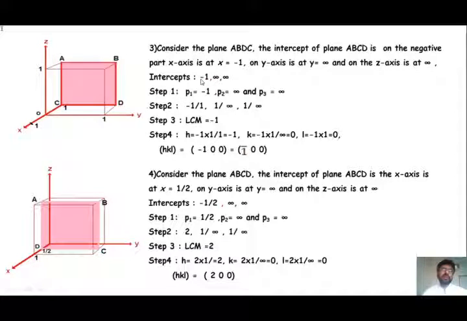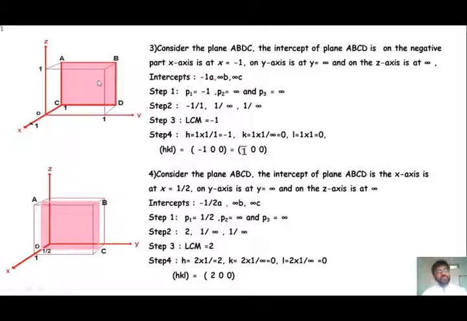Now take again the third example, ABDC of this cube. Here the intercept of this plane ABDC is on the negative part of the axis, at minus 1 axial unit. Now this plane doesn't intersect the y and the z axis. Therefore, we consider its intercept to be in space, and so we take its intercept as infinity. Therefore, the intercepts of this plane are minus 1a, infinite b and infinite c.